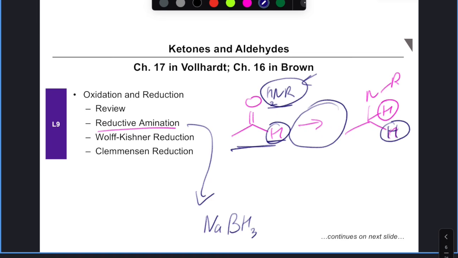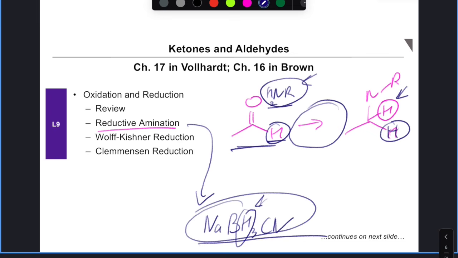NaBH3CN. That's sodium cyanoborohydride. Think of it as slightly more stabilized sodium borohydride, right? This is a hydride reducing agent that's got a bit of stability built into it. Remember, that hydrogen there is the one that's being installed as my reducing agent. That's the center being added as my H- equivalent. And it's special: it only reacts with one kind of functional group. What's the rule that we gave you? Sodium cyanoborohydride is the tamed down version of a hydride reducing agent. It only reacts with what type of functional group?